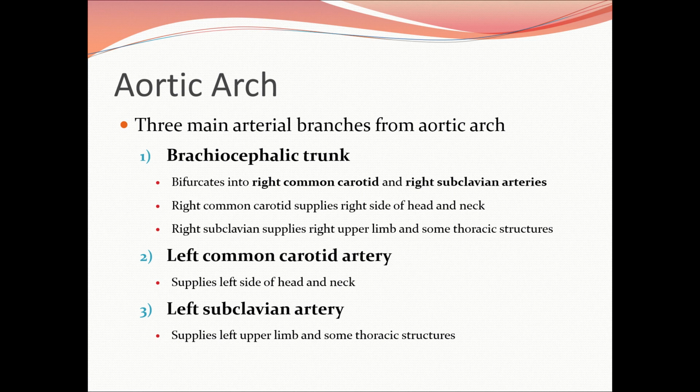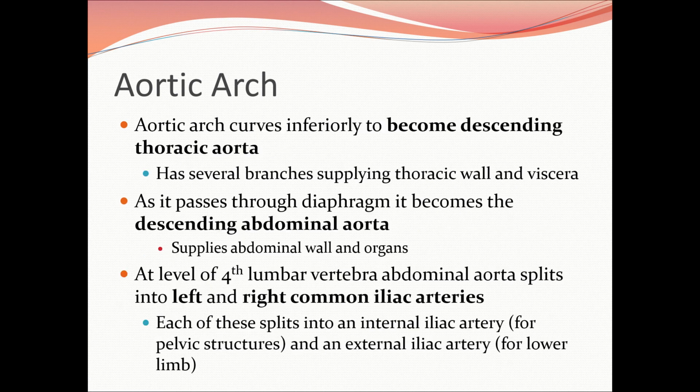The left common carotid artery supplies the left side of the head and the neck. The left subclavian artery supplies the left upper limb and some thoracic structures. The aortic arch curves inferiorly to become the descending thoracic aorta. It has several branches supplying the thoracic wall and viscera.